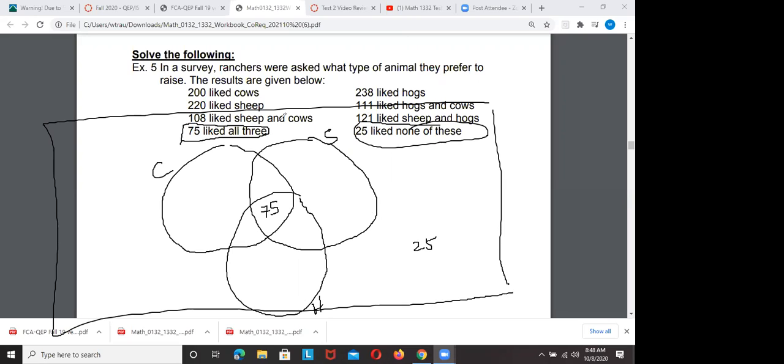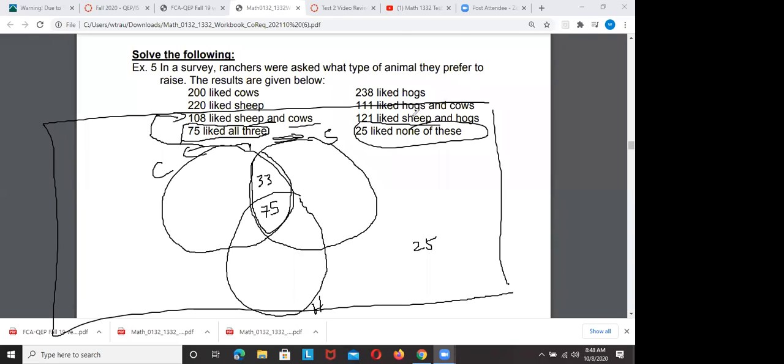Next, 108 like sheep and cows. Here's sheep and cows. We already have 75 in there, and we need 108. 25 makes it 100, and another 8 is 33. So 33 and 75 add up to 108. Do you see? That's sheep and cows.